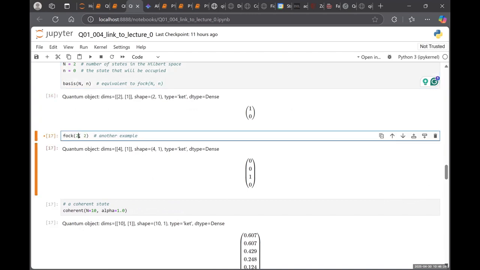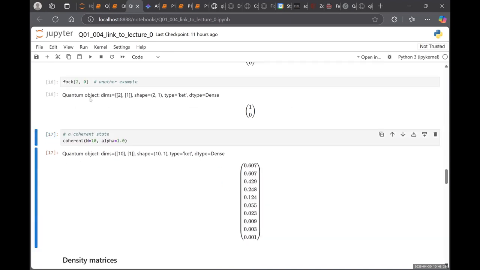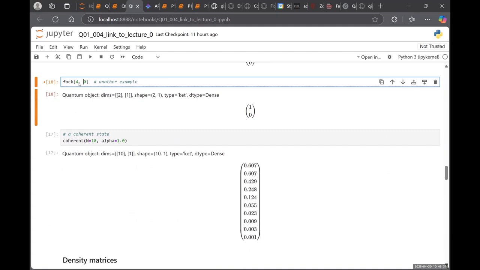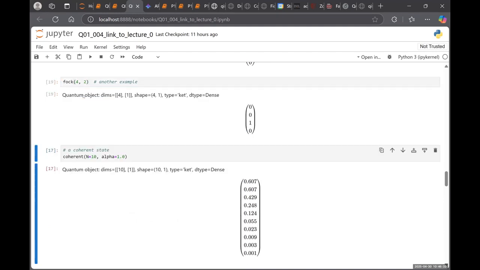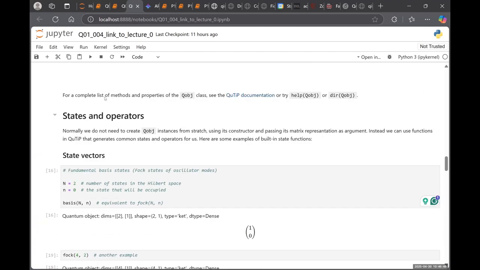You could just do the above 2, 0, 4, 2. There's a quantum object of dimension 4, with 1 on one side. So this is almost the same as the shape. And this is a cat. I guess you can play around with this.